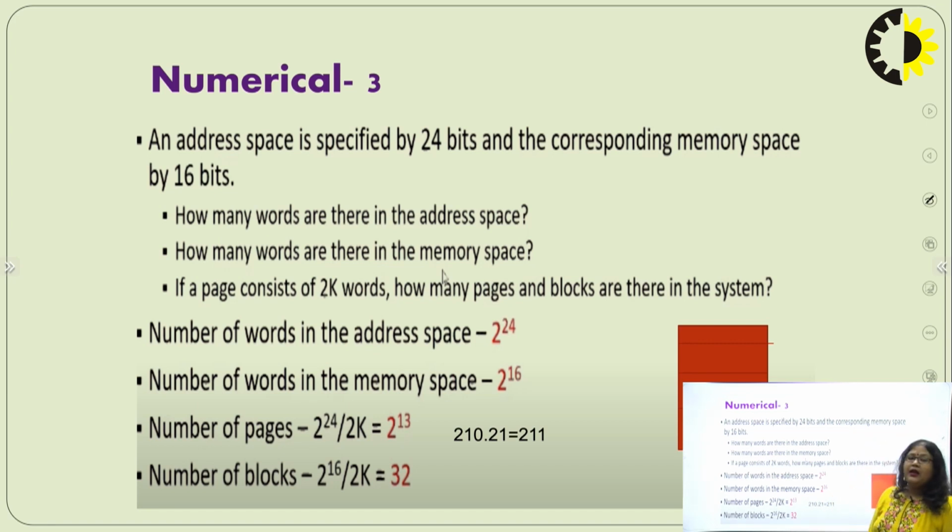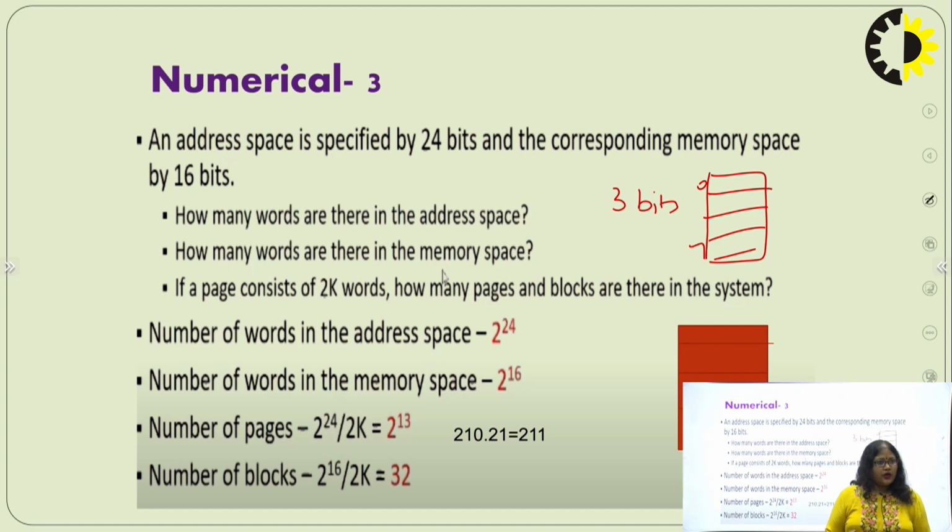This is the same as before. If we have 3 address bits, how many words are created in the process? If the address bits are 3, we have a total of 8 words, 0 to 7. We have 8 words in the process.